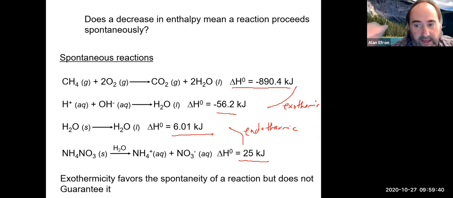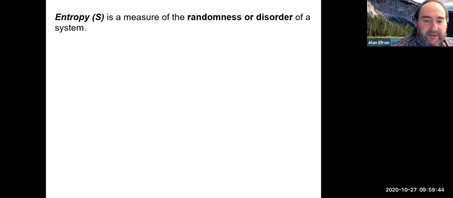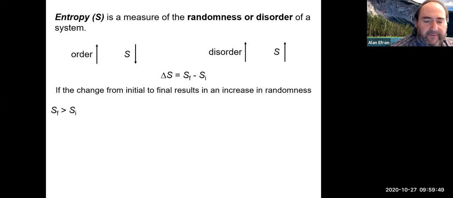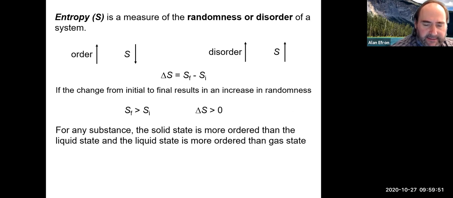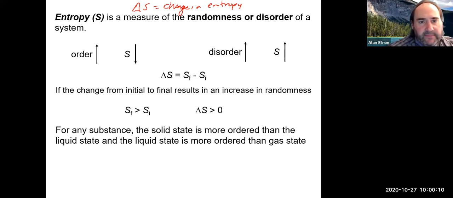And one of those other thermodynamic properties that we look at is what is known as entropy. And entropy is abbreviated with a delta S. So delta S stands for the change in entropy. So what is entropy? Entropy really is a measure of disorder or randomness that we find in a system.